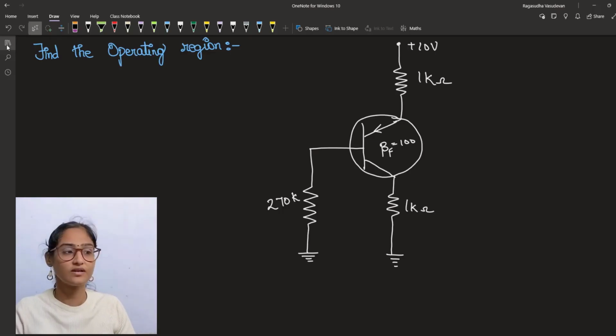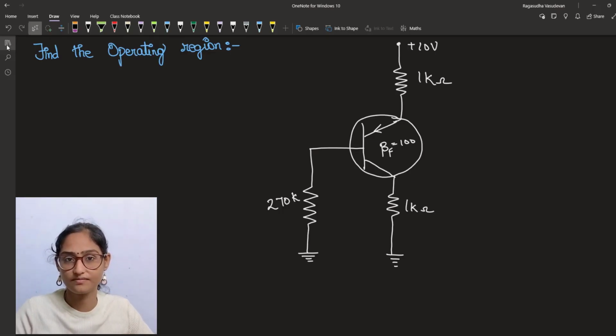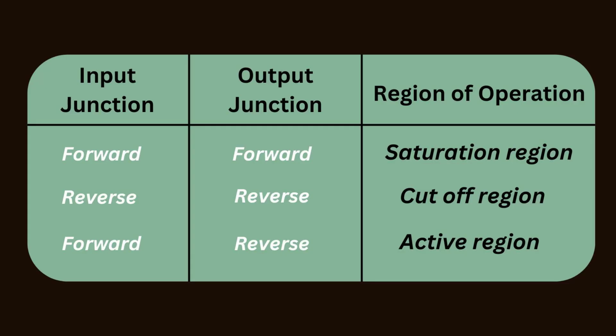Consider this circuit. What is the operating region of the BJT? You are supplying plus 10 volts as the emitter voltage. This is in common collector mode. The collector region is common to both the transistor's base as well as the emitter. We need to find out in which region this operates. Like I said, when both the junctions are forward biased, it is in the saturation region. When both of them are reverse biased, it is in the cutoff region. When the input terminal is forward biased and the output terminal is reverse biased, it is in the forward active region.